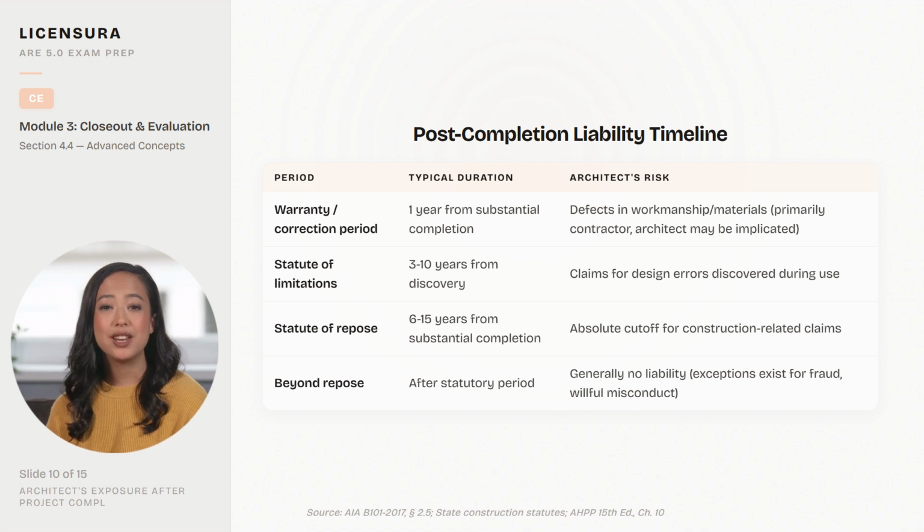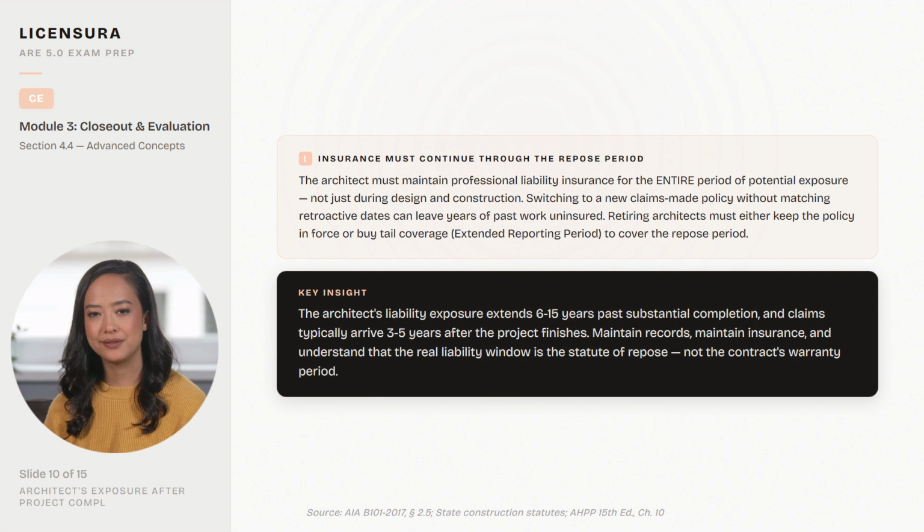This post-completion liability timeline table shows the overlapping legal exposure periods after project completion. The 1-year correction period provides contractual recourse for the first year. Professional liability insurance must remain in force during the Statute of Limitations and Statute of Repose periods. The Statute of Limitations runs from discovery of a defect, and the Statute of Repose provides an absolute cutoff regardless of discovery. Architects must maintain insurance coverage through all these periods.